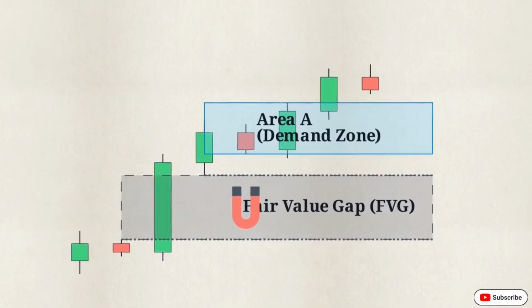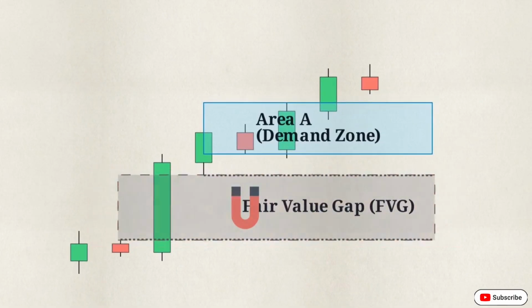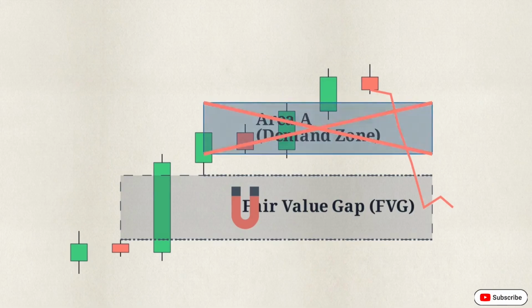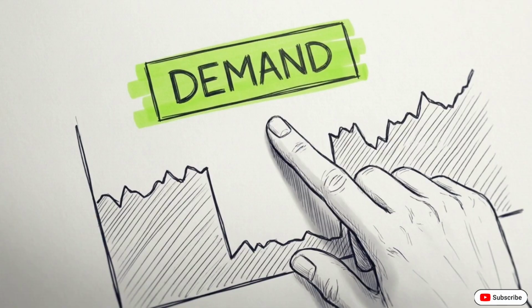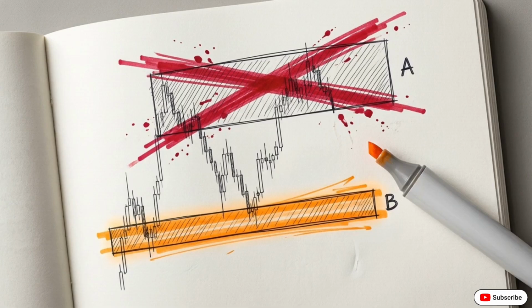Panning back to area A, notice the unfilled gap directly underneath it. The market will almost certainly break down to fill that void. Taking a trade with an imbalance directly below your entry point puts you directly in the path of that downward magnet. Using this rule, we can permanently eliminate area A. A true demand zone must never sit precariously above an unfilled gap. With area A gone, we shift our focus to the remaining zones.